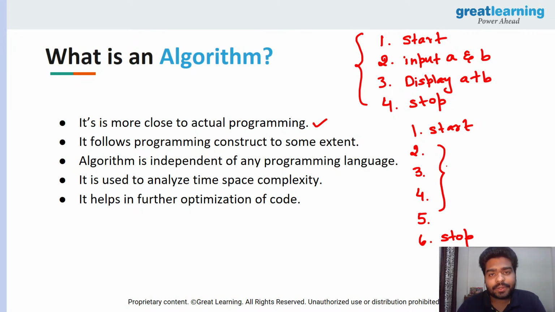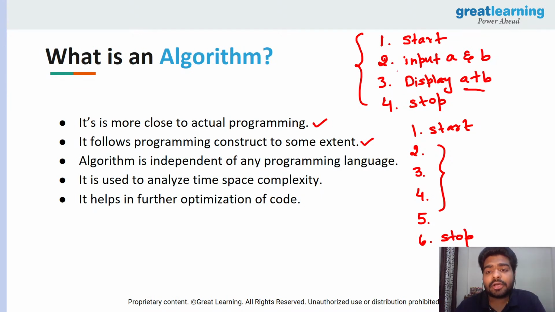Okay, let's move to the next point, which is it follows programming constructs to some extent. See, input A and B, it's a programming construct, right? I am inputting A value and B value. Then I'm displaying A plus B, right? I could have done a third step here, C equal to A plus B, and then a fourth step to display C, right? I could have done that, but I'm not doing that.